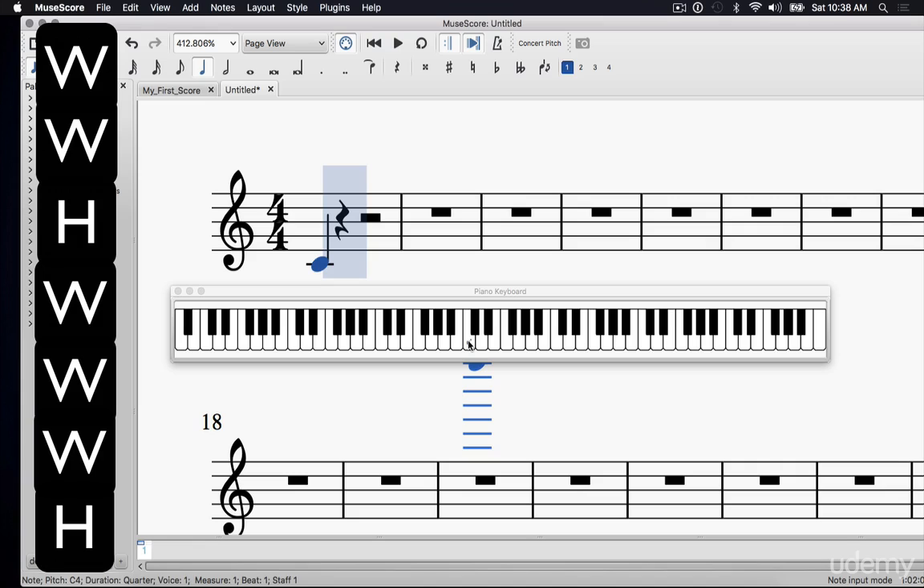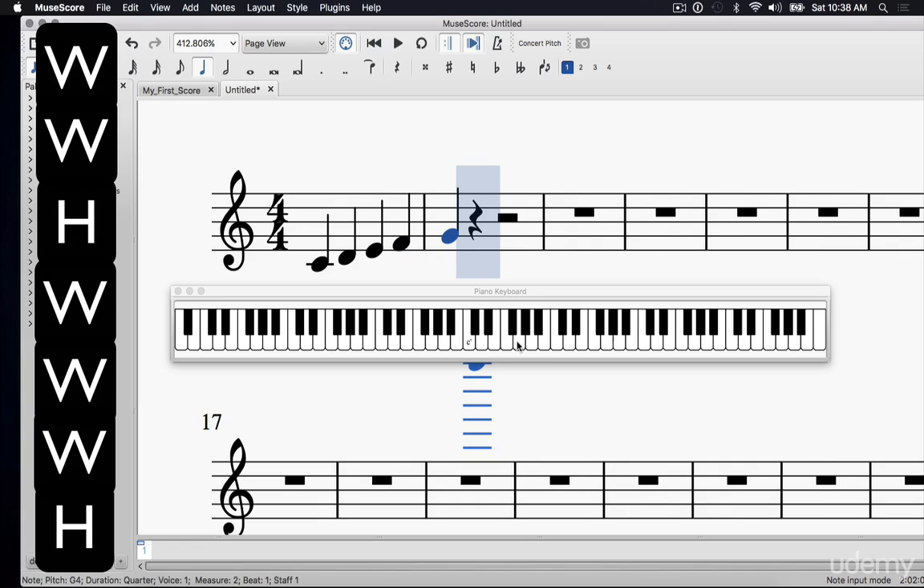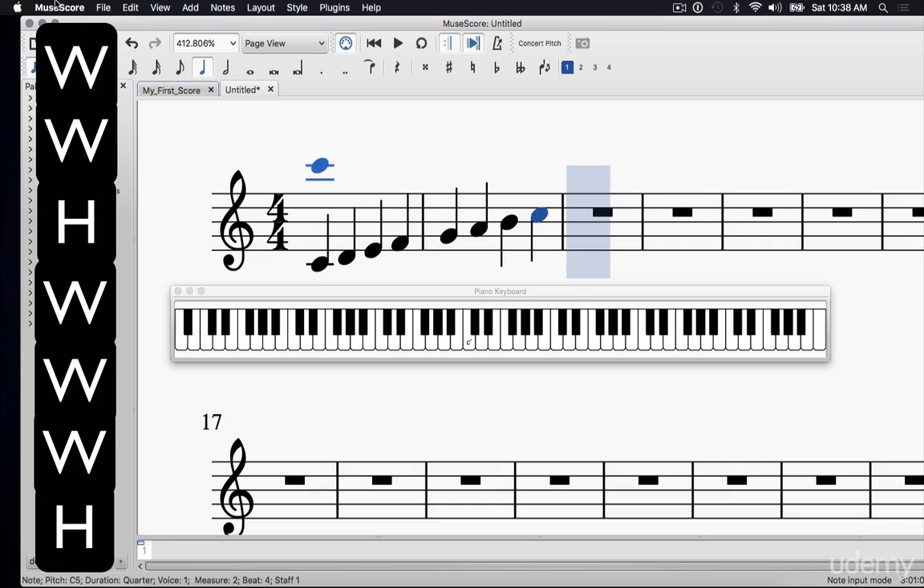Okay, so let's start with C. So I'm going to hit a C. Now I'm going to go a whole step. That gets me to a D. Now I'm going to go a whole step. That gets me to an E. Now I'm going to go a half step. That gets me to an F. Now a whole step. Another whole step. Another whole step. Gets me to a B, and another half step gets me back to a C.